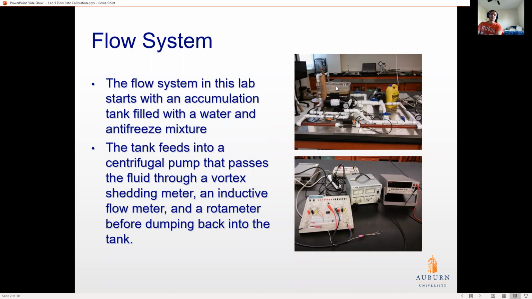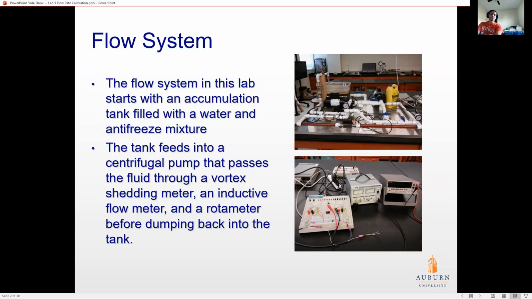So we have a water accumulation tank right here. We have a couple of pumps. We're only using one of them in the lab. So the tank is connected to our pumps, which force water through this loop. So we have a sensor right here. This is a vortex shedding meter. We have a sensor right here. That is a magnetic inductance meter. And then we have this sensor here, which is a rotometer.